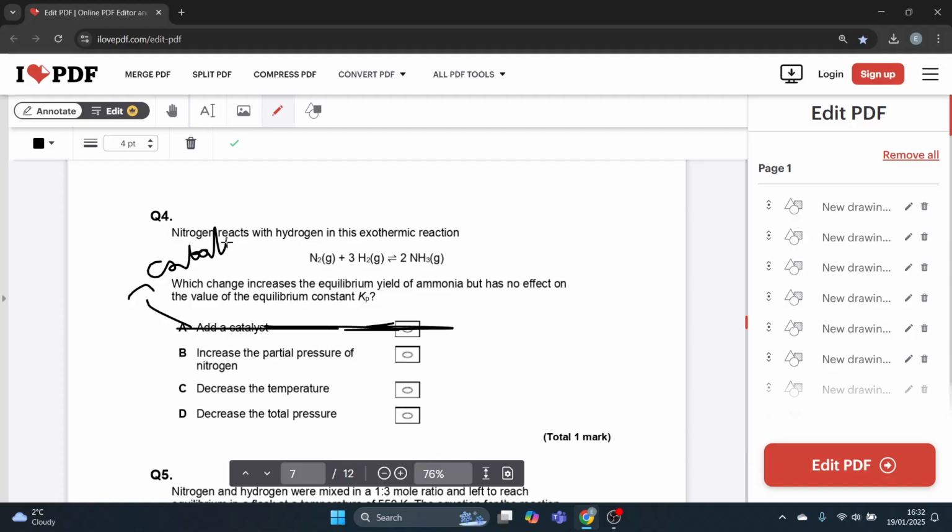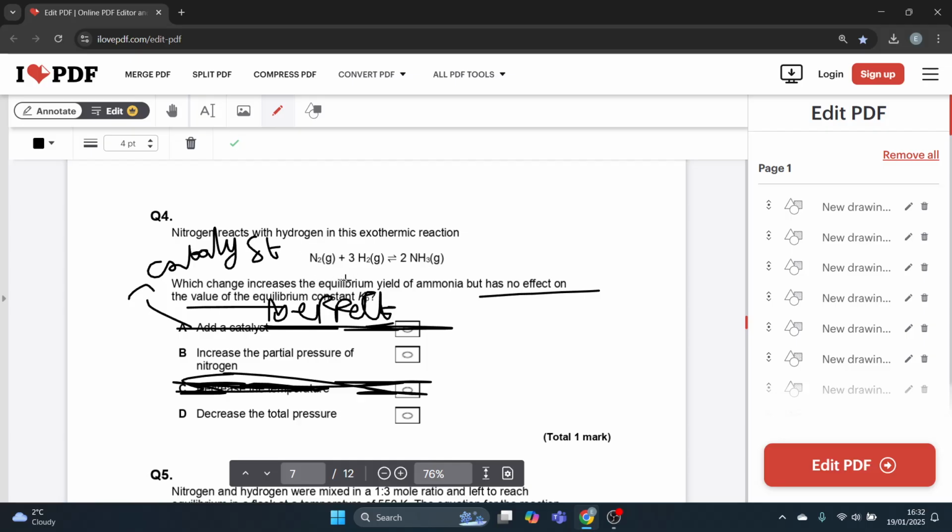Catalyst: no effect on equilibrium yield and no effect on Kp. Decrease the pressure. Well, if I decrease the pressure, is that going to have an effect on the value of Kp? Remember, only temperature can affect the value of Kp, but it says no effect on the value of Kp, so it's not going to be that as well. So I'm left with B and D.